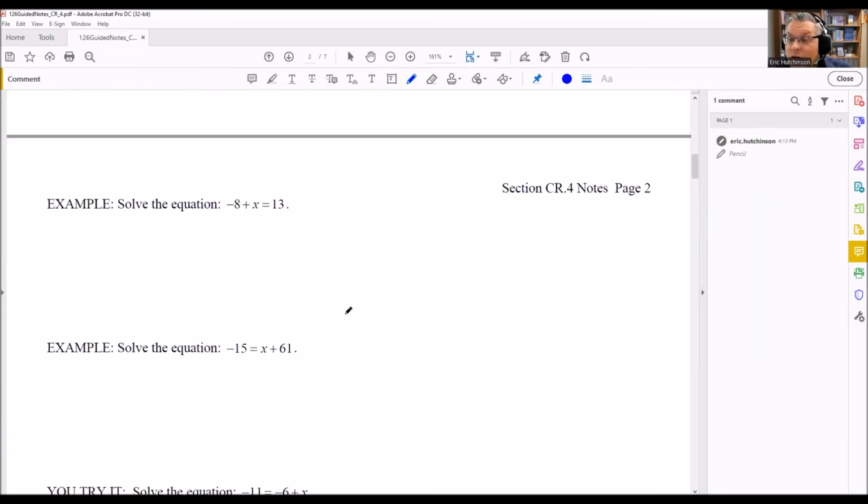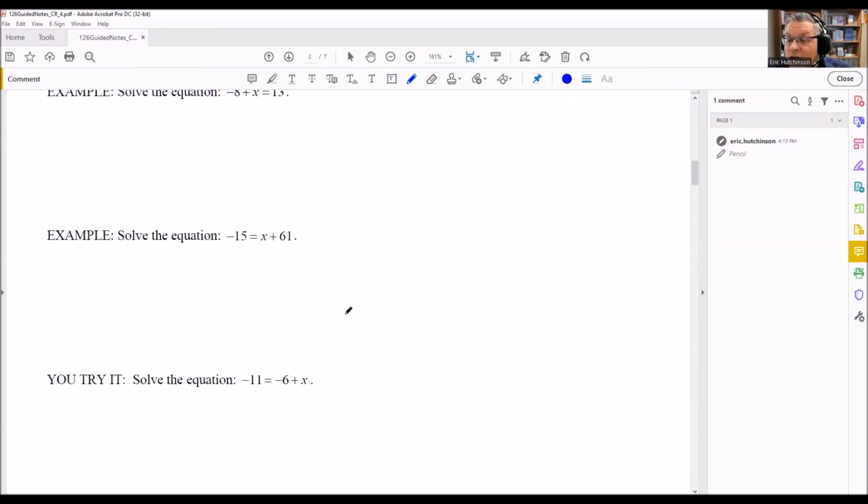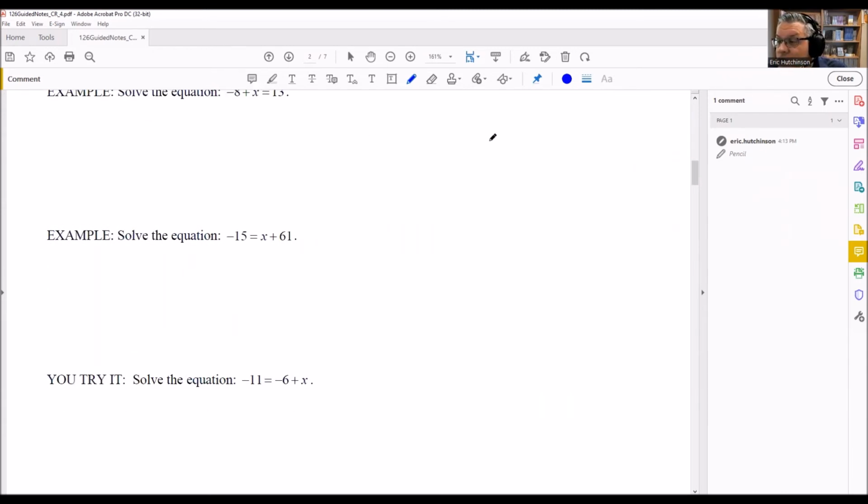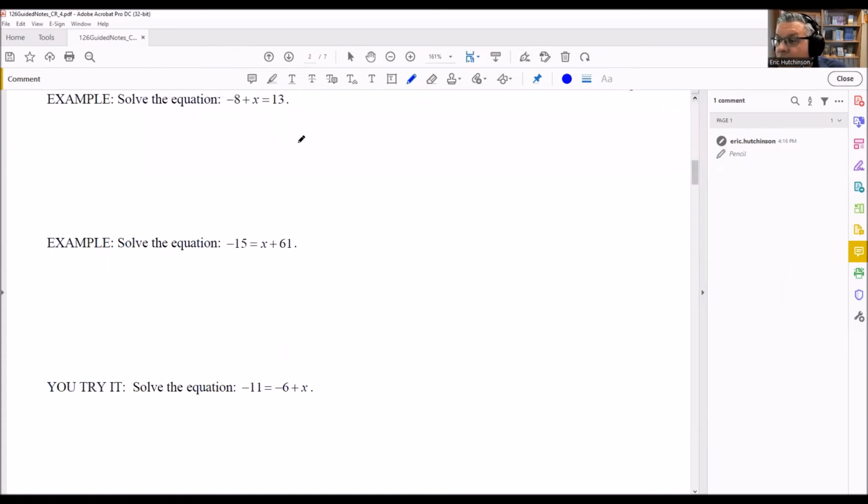Okay. Next, let's do these 3 here. Okay, so negative 8. So we'll do this one here. Negative 8 plus x equals 13. Okay. And so again, I'm going to go ahead and start by writing this out here. The x is on the left-hand side. I want to leave it there.